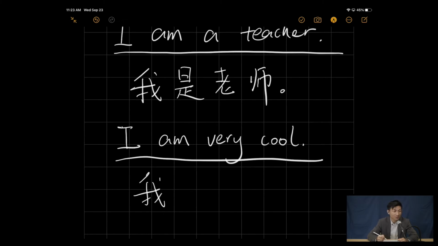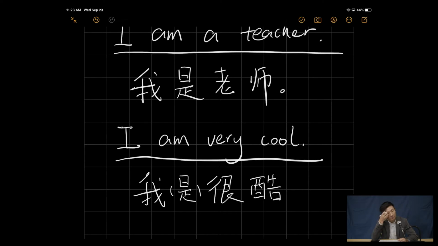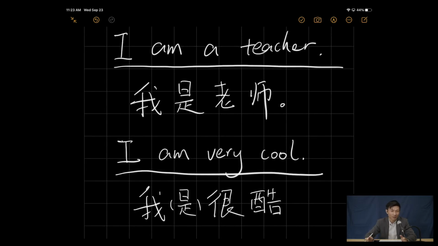We have some different answers. We have 我很酷。And we also have somebody saying 我是很酷. So here we have a problem. First of all, the correct answer here, you shouldn't be using 是.